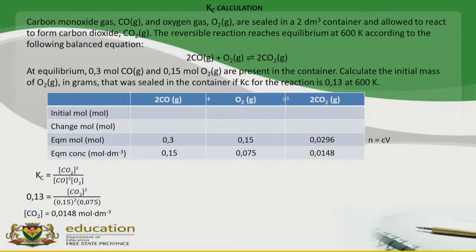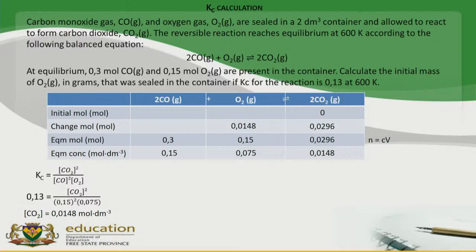You know that for the products, I started with nothing. So if I started with nothing and ended up with 0.0296, it means I formed 0.0296. So when you have any of the changes, whether it is the reactants or the products, you can use the balanced equation to get the rest. Now, since I only need oxygen, I check: the number of moles of oxygen is half the number of moles of carbon dioxide. Therefore, it means these moles will be half of 0.0296, which is 0.0148.